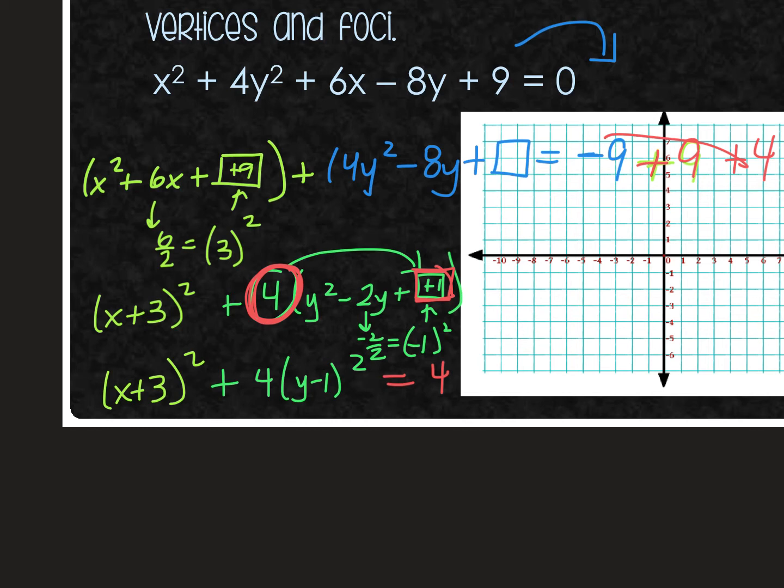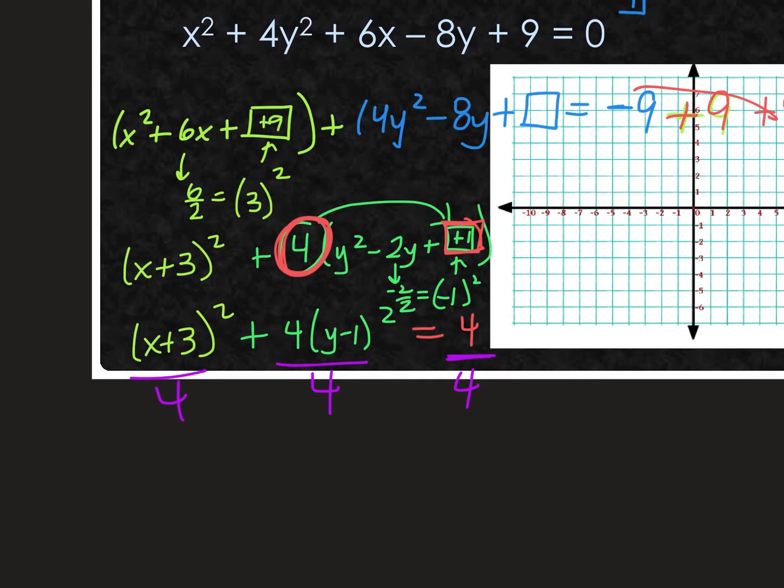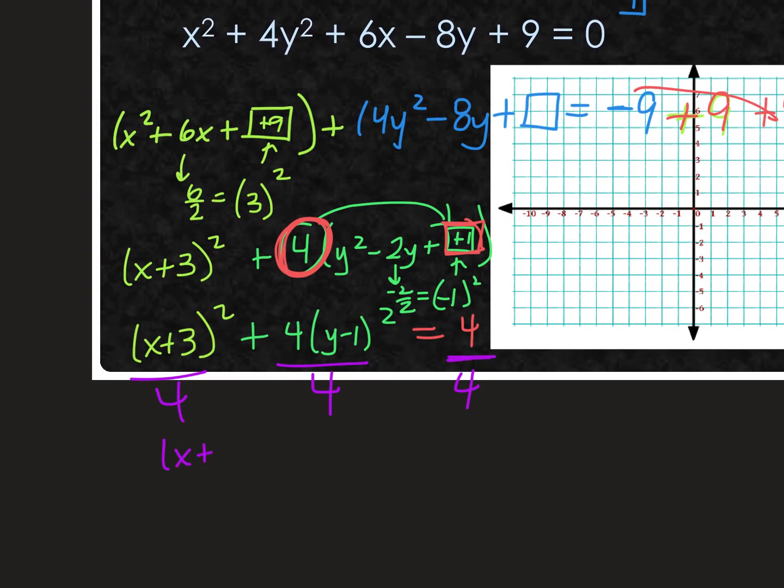Divide by 4. What do I do, Maddie? Divide by 4. I'm going to divide everything by 4. Look how pretty this works out. And you can even take out the 4. So I have on top here x plus 3 squared over 4 plus, what happens to my 4s? They cancel out. This becomes a 1. So I have y minus 1 squared over 1 equals what number? 1. Now you guys can tell me a whole bunch of stuff.